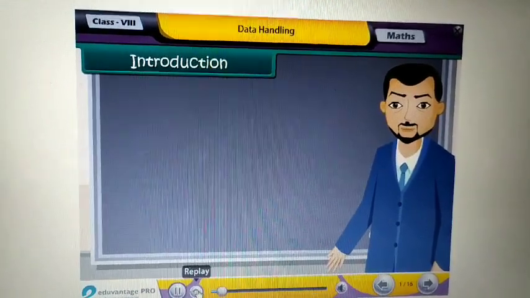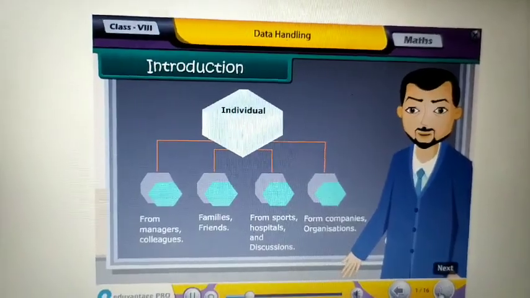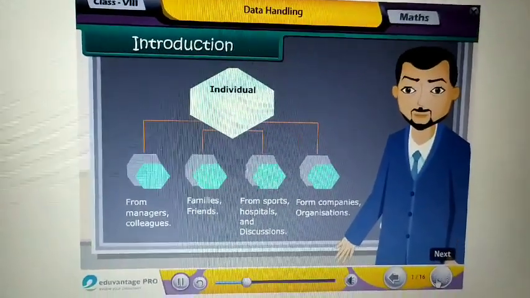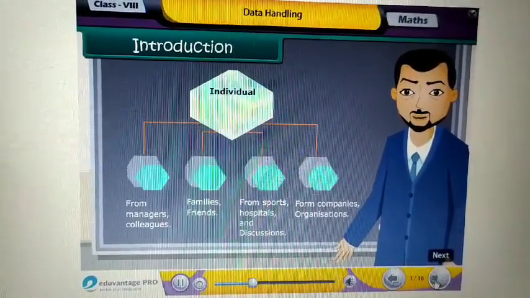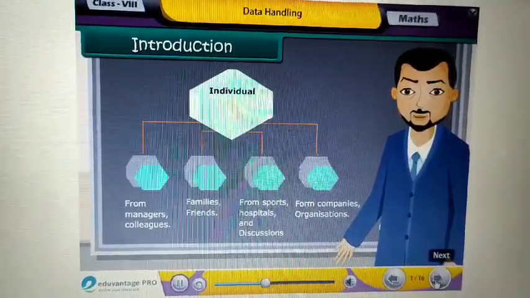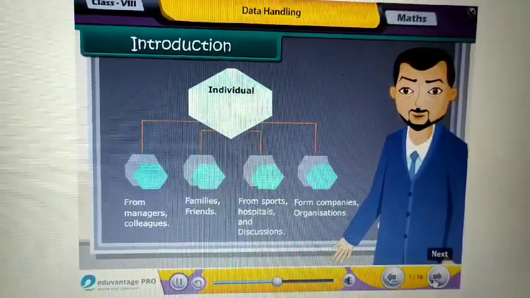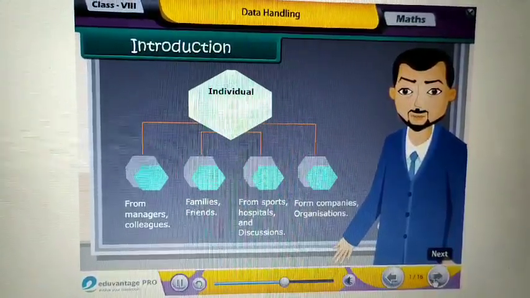What is data? A set of facts or figures from which conclusions can be drawn. Data is plural of datum. Numerical data helps us to classify and analyze data for further action. Data is a collection of facts.